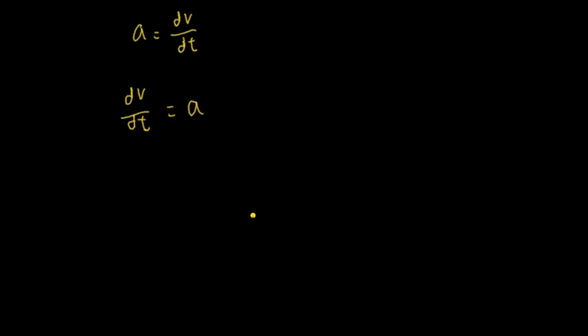So I have to integrate this. I have to multiply both sides by dt first. So dv is equal to a dt, if I multiply both sides by dt. And of course, I have to integrate both sides. I have to integrate dv to get v, to get velocity. So I have to integrate dv, and then of course I have to integrate this side. If I integrate one side, I have to integrate the other side.